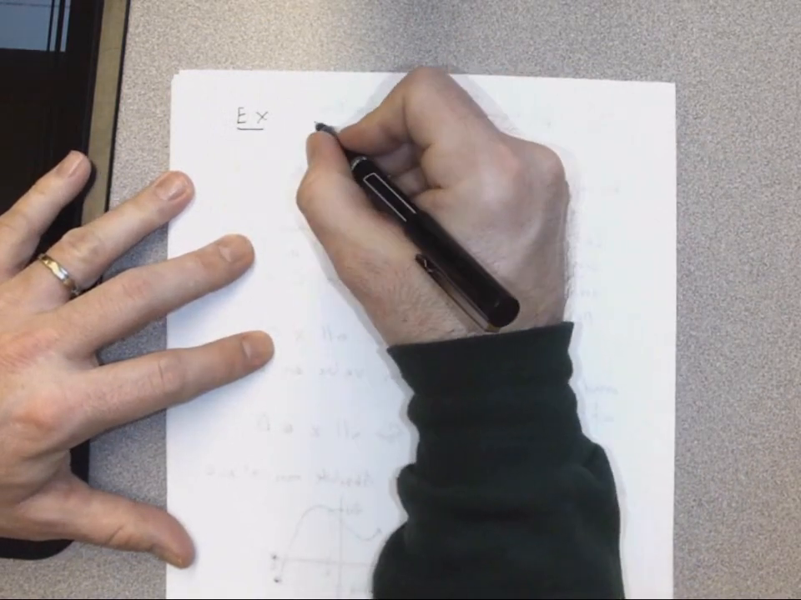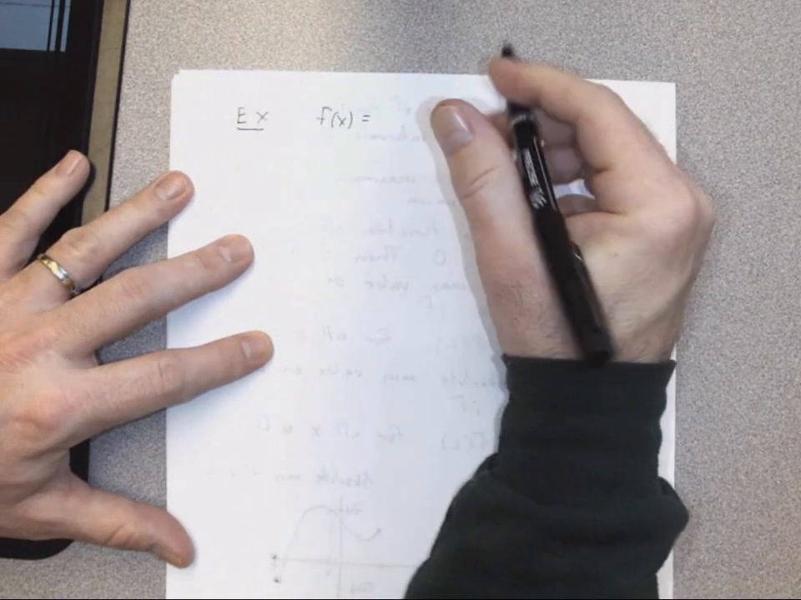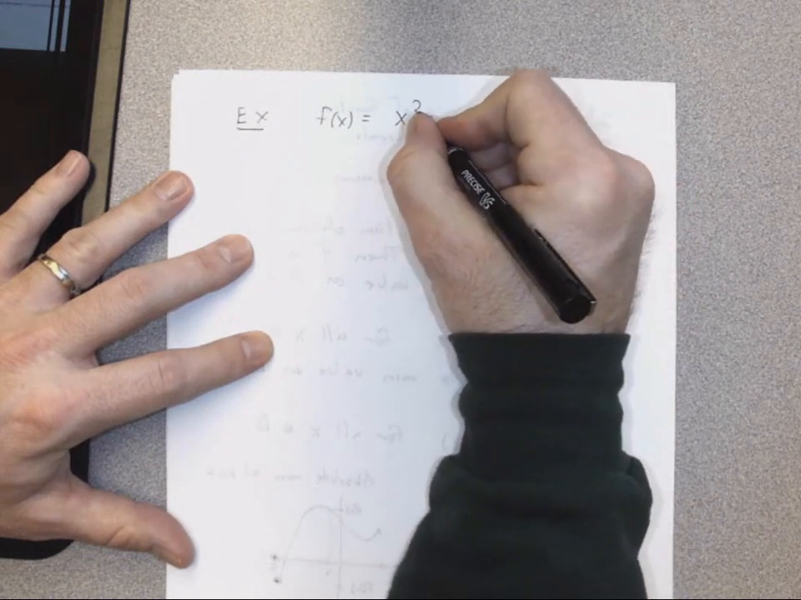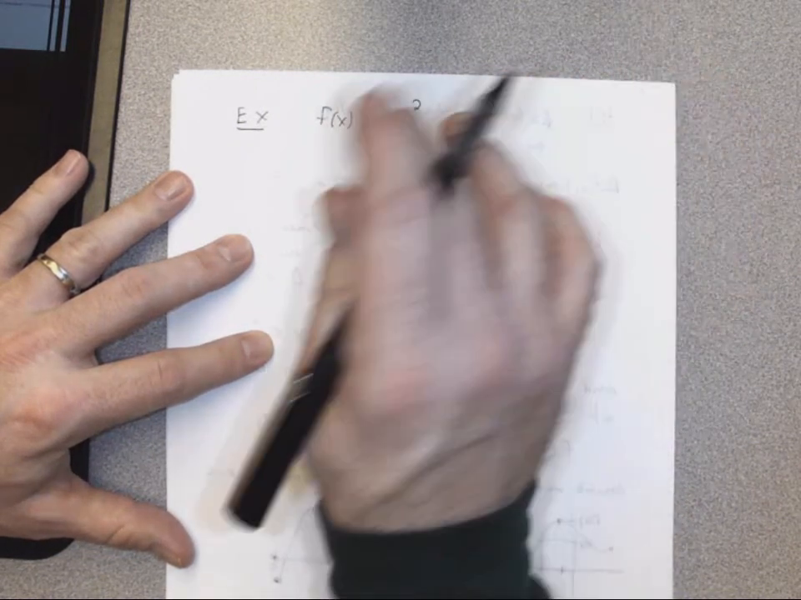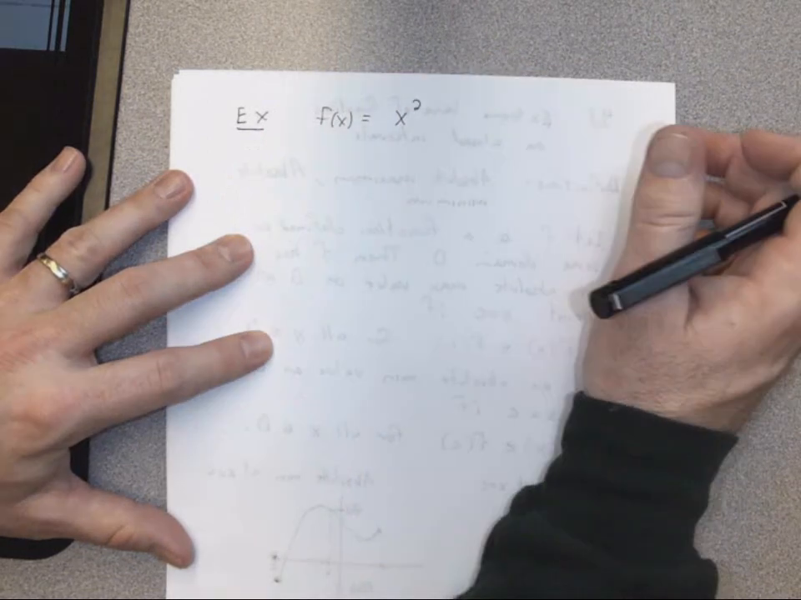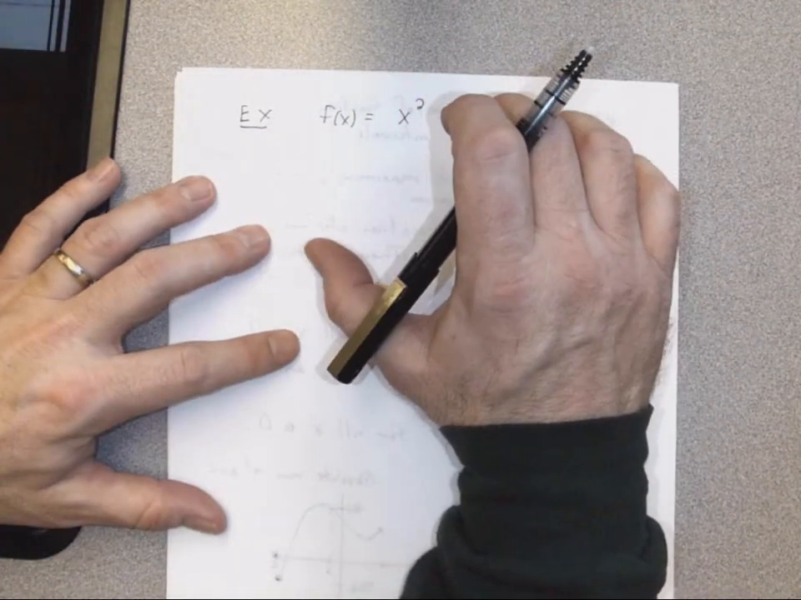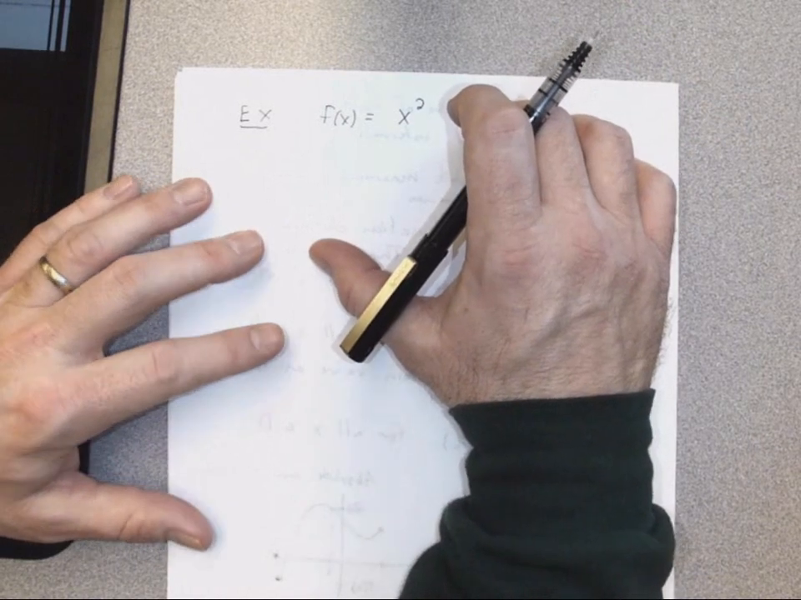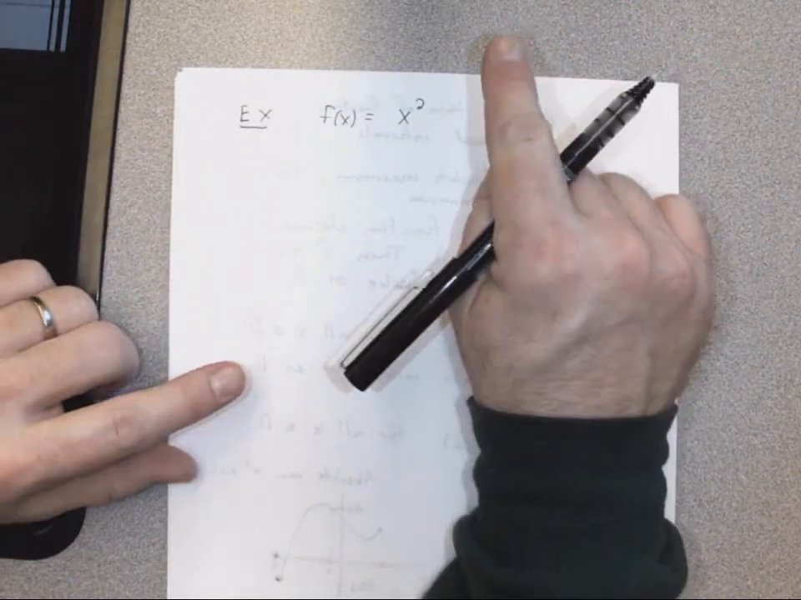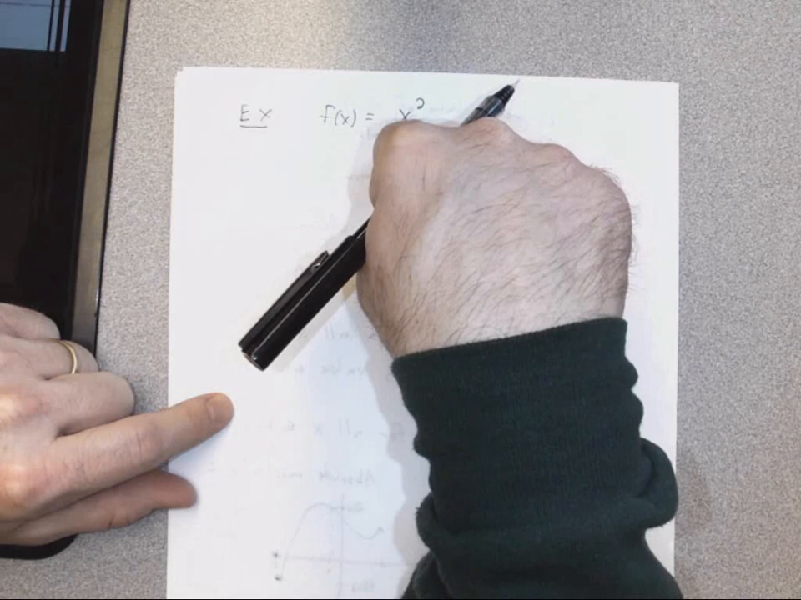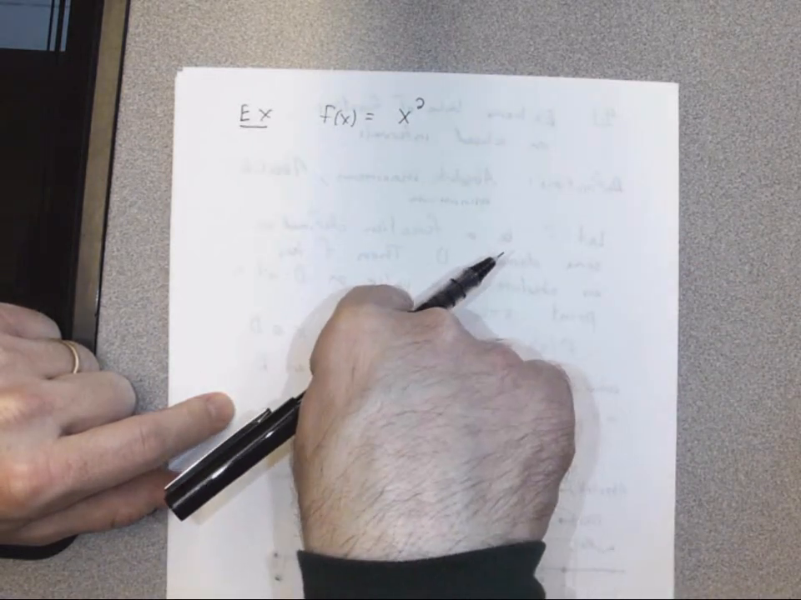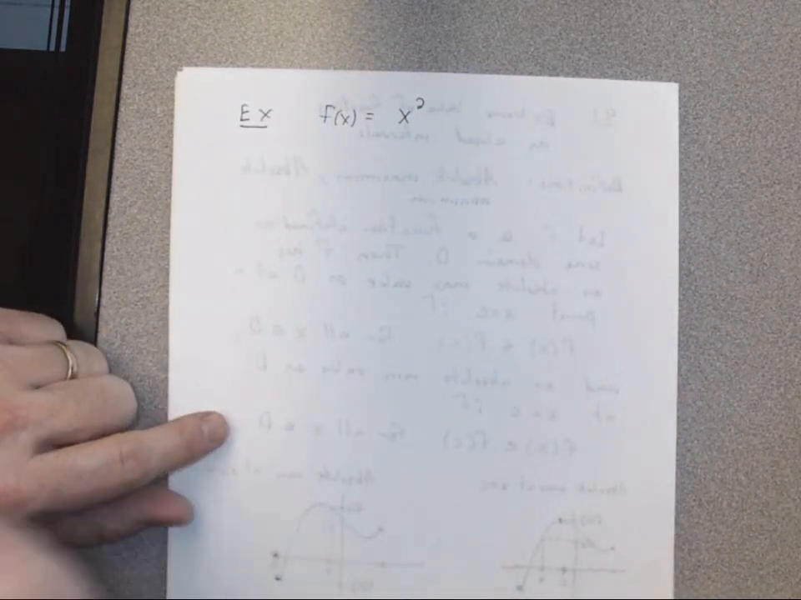What we're going to do is I'm going to give us f of x equal to, say, x squared, and I'm going to talk about this particular function, but I'm going to change the domain. What I'm trying to show here is that your absolute max and absolute min are both dependent on the function, and they're also dependent on the domain.